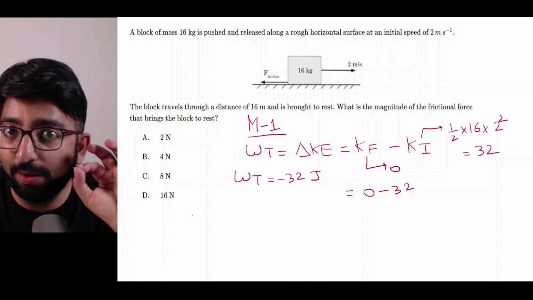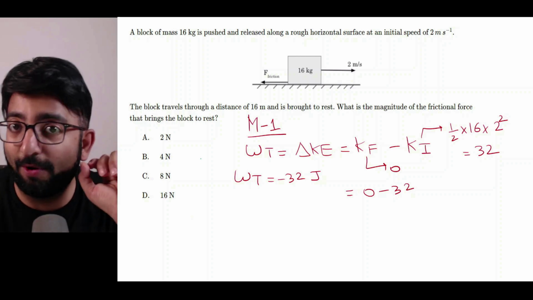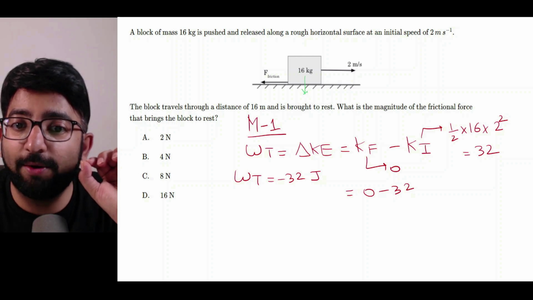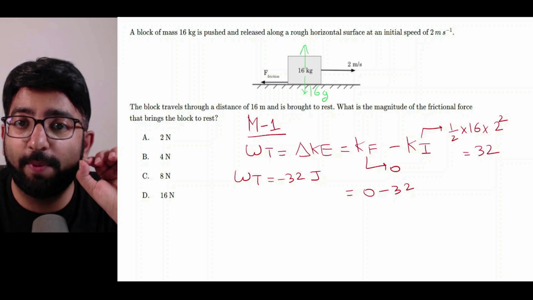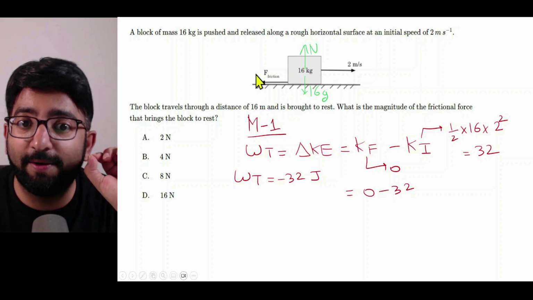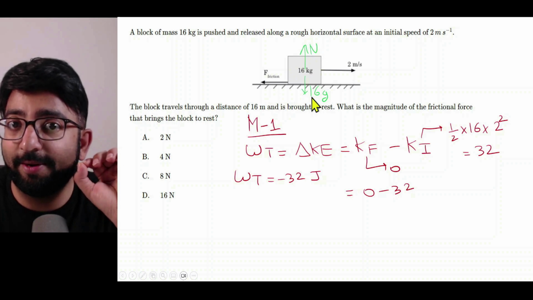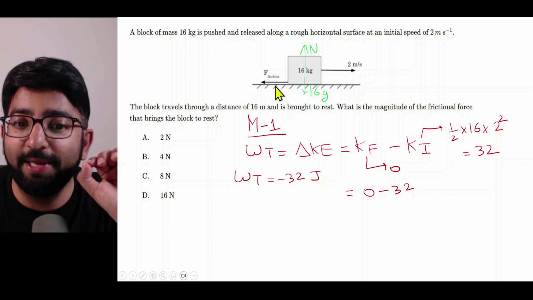Now, to figure out the work done, we have to figure out what is the net force acting on this object. For that, let us draw the free body diagram of the object. So the weight of the object, 16g, will act downwards, which will be balanced by the normal reaction, and then we have a frictional force acting towards the left. Now, since N and the weight are cancelling out, the net force acting on this object is only friction.